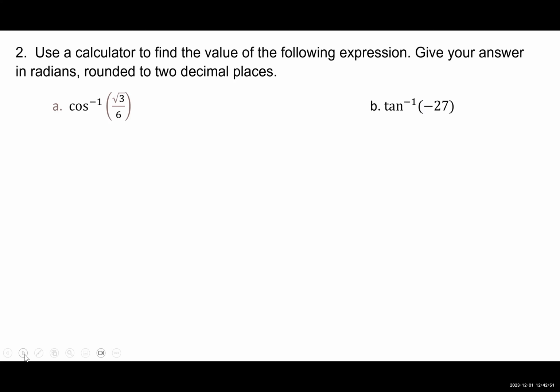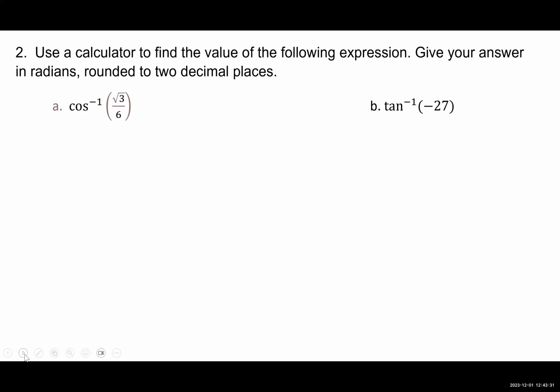Use a calculator to find the value of the following expression. So no longer we're looking for exact values. The only time we're using the unit circle or half of the unit circle is when we're looking for exact values. But we can only find exact values at this point when our angles are some multiple of 30 degrees or some multiple of pi over 6 or some multiple of 45 degrees or pi over 4. So if our angle is not a multiple of one of those numbers, we got to use the calculator.